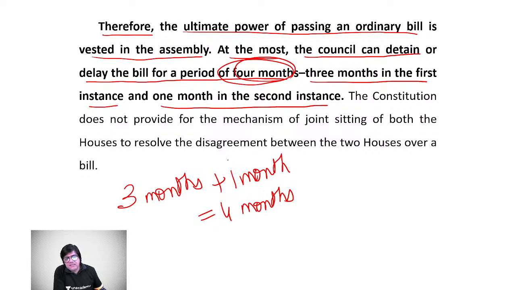So we can see that the powers of the legislative council are very limited insofar as the passage of ordinary bills is concerned. And insofar as the money bills are concerned, its power is still more limited, because it cannot amend the money bills, but it can make some recommendations. If it does so within 14 days, it is up to the assembly to accept or reject any or all of those recommendations. And if within 14 days it doesn't take any action, then too the bill is deemed to have been passed by both houses of the state legislature.